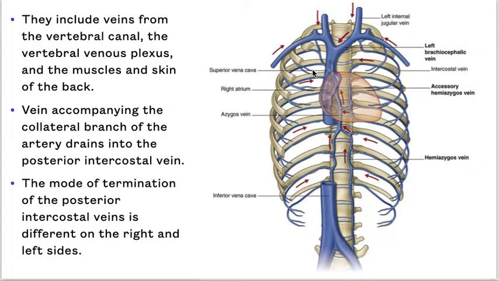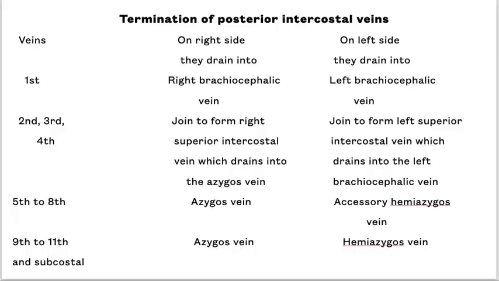The mode of termination of the posterior intercostal vein is different on the right and on the left side. How? Now, on the right side, the first drains into the right brachiocephalic vein. On the left, again, the first drains into the left brachiocephalic vein. Whereas on the right the second, third, and fourth join to form the right superior intercostal vein, which drains into the azygos vein, on the left they join to form the left superior intercostal vein, which drains into the left brachiocephalic vein.